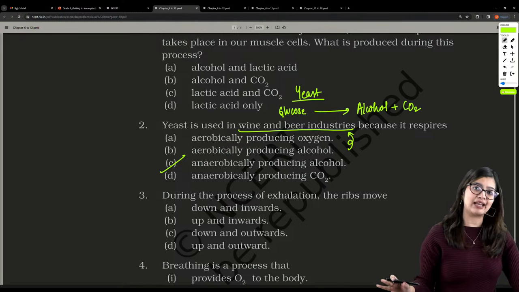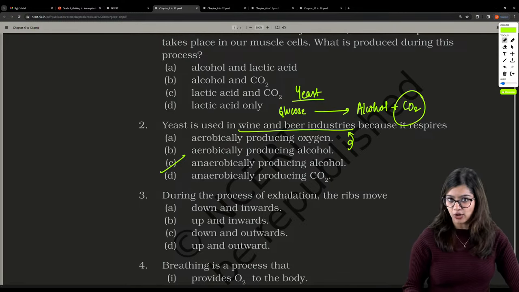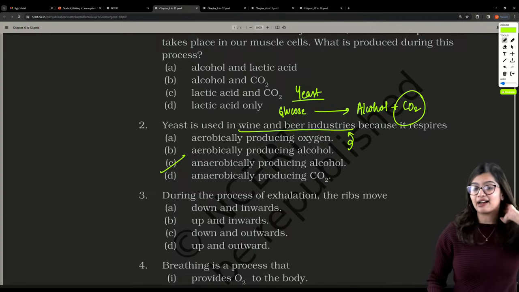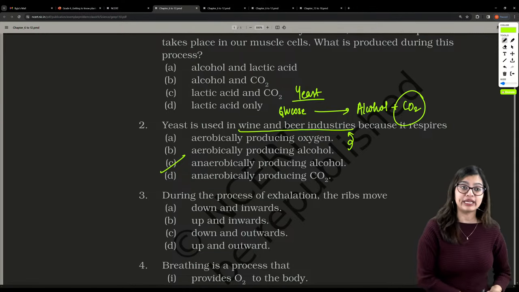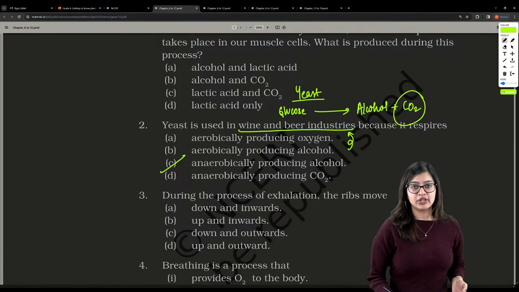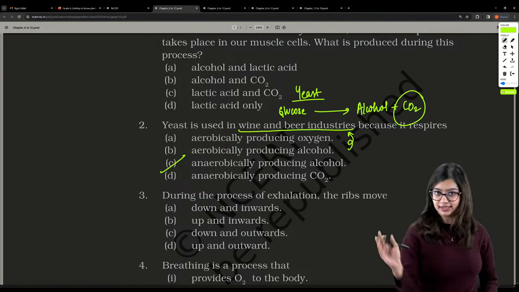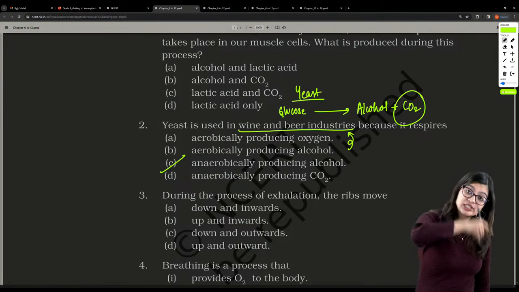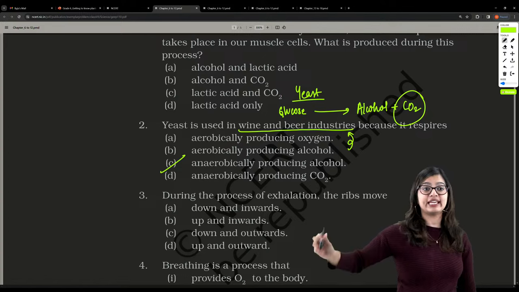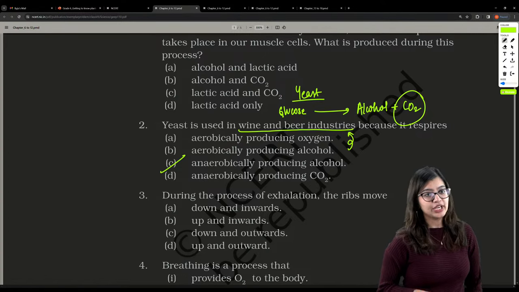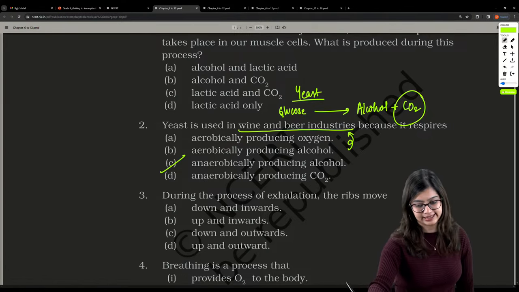In order to produce alcohol, not to get the carbon dioxide. Which is why we see that the correct answer is option C, anaerobically to get alcohol. We don't want the anaerobic respiration of yeast only because it gives us carbon dioxide. We are using the anaerobic respiration of yeast to get the alcohol. So the correct answer is option C.